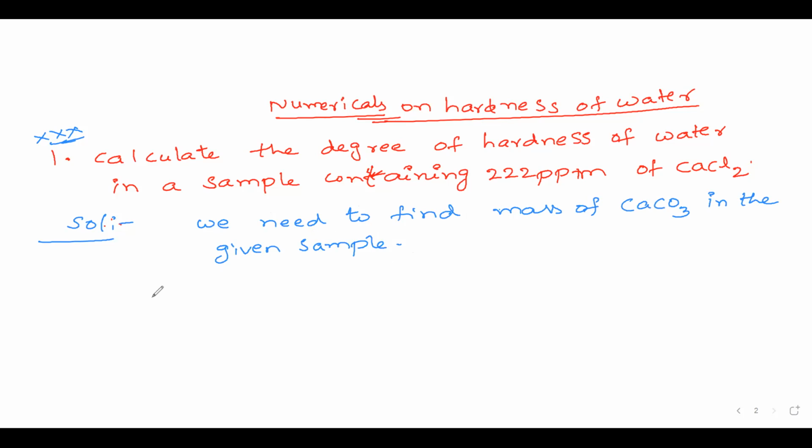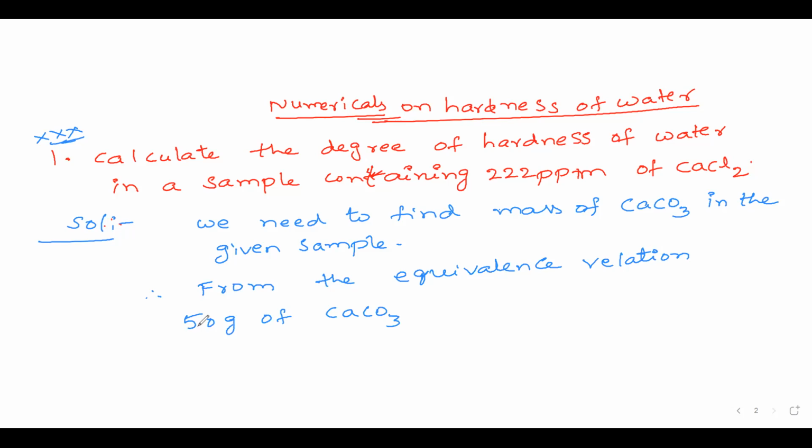So it's very simple now. Therefore, from the equivalence relation, we can say 50 grams of calcium carbonate, because the equivalent weight of calcium carbonate is 50, is equivalent to, so what is the mass of calcium chloride? It is equivalent to 55.5 grams of calcium chloride.